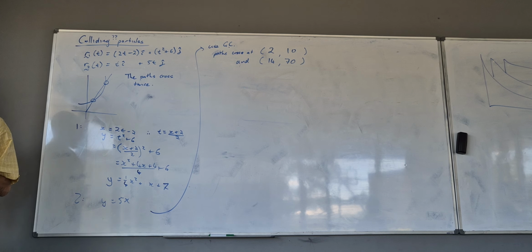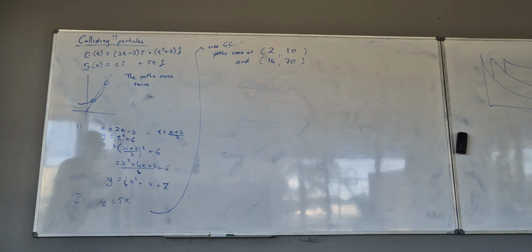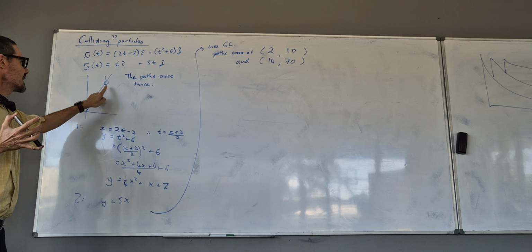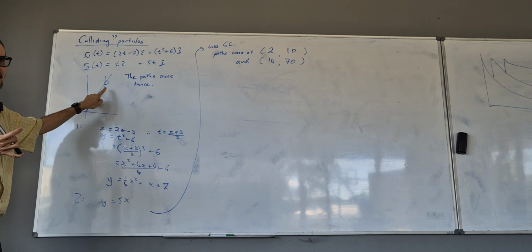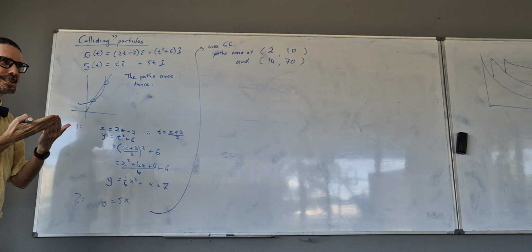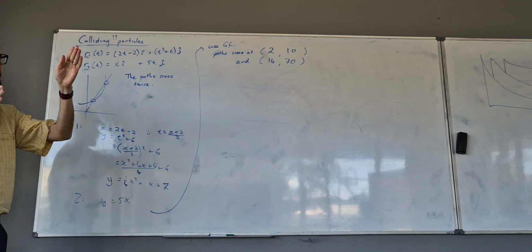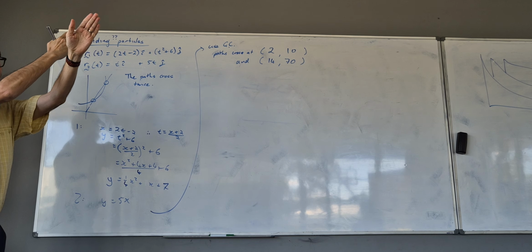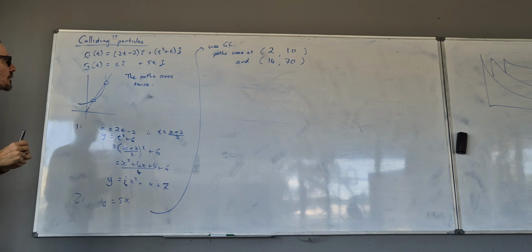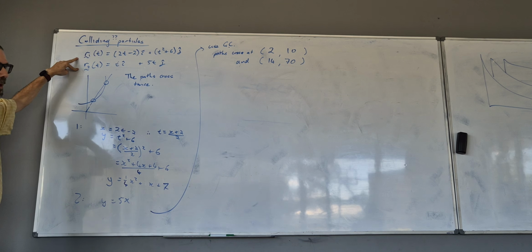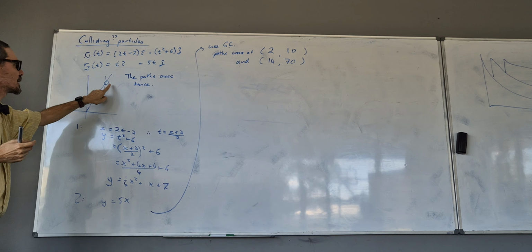Okay, the paths cross. The paths cross, but are the particles actually there at the same time or not? Will the particles actually collide? Or does one go past and then the other go past afterwards? You put them back in and solve for t. Correct. What time are they at these points?